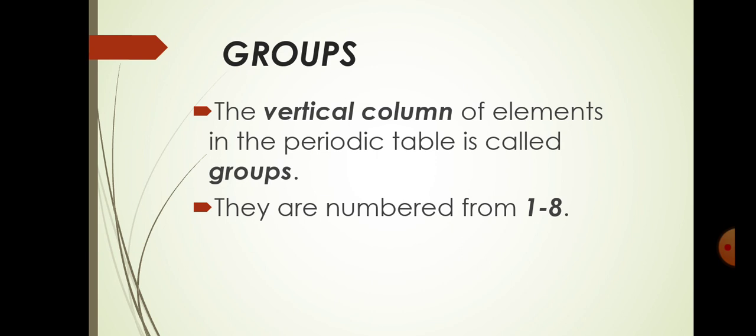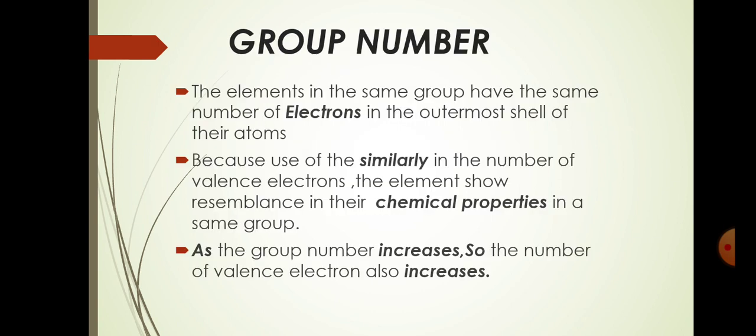The vertical columns of the elements in the periodic table are called groups. They are numbered from 1 to 8. Now, what is the group number?